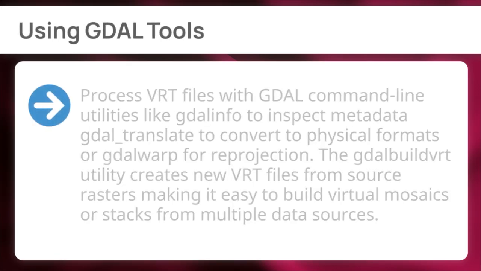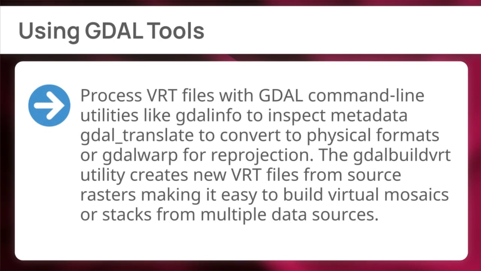Next, using GDAL tools. Process VRT files with GDAL command line utilities like gdalinfo to inspect metadata, gdal_translate to convert to physical formats, or gdalwarp for reprojection. The gdalbuildvrt utility creates new VRT files from source rasters, making it easy to build virtual mosaics or stacks from multiple data sources.